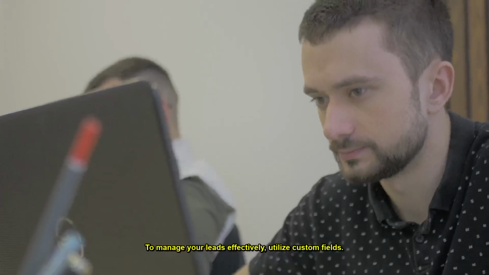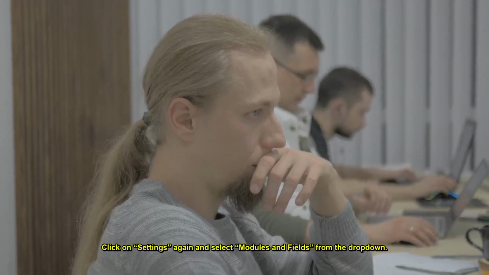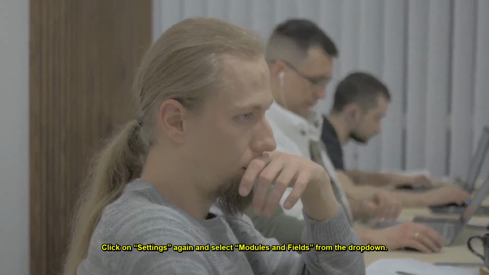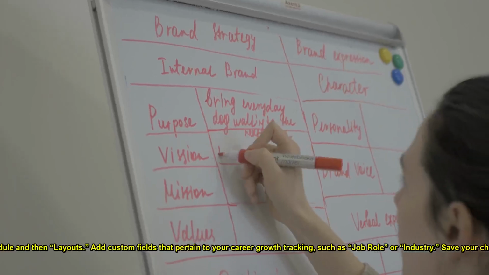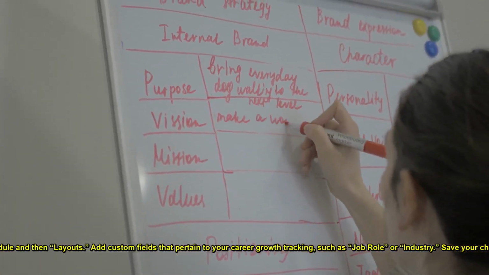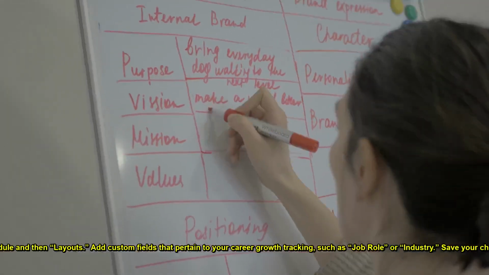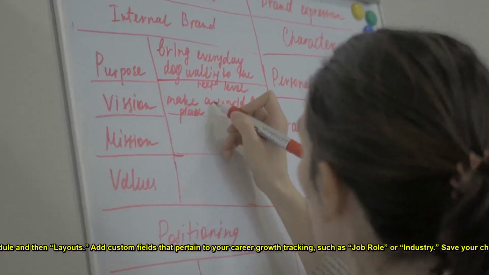To manage your leads effectively, utilize custom fields. Click on Settings again and select Modules and Fields from the drop-down. Choose the Leads module and then Layouts. Add custom fields that pertain to your career growth tracking, such as job role or industry. Save your changes to the lead layout.